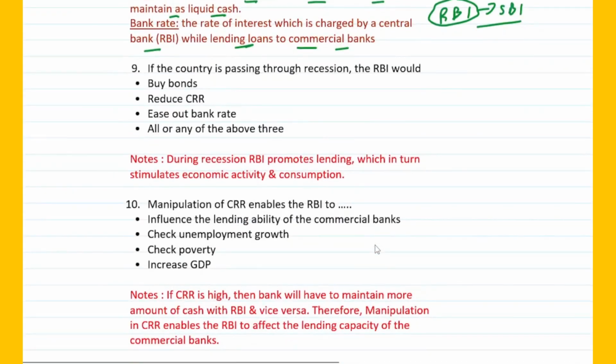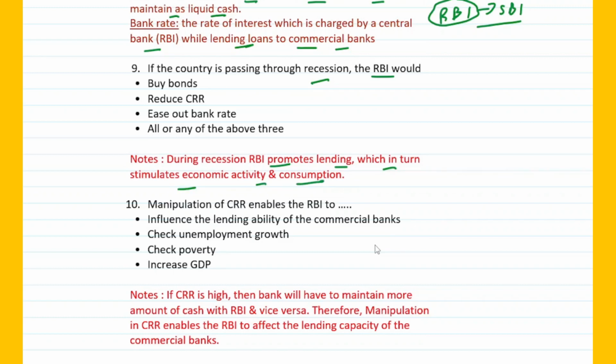Okay, let's come on to the next question. If the country is passing through a recession, RBI promotes lending, because it's a recession. RBI would put more money in the hands of the public, which in turn stimulates economic activity and consumption, right? So what are the various options they can adopt?